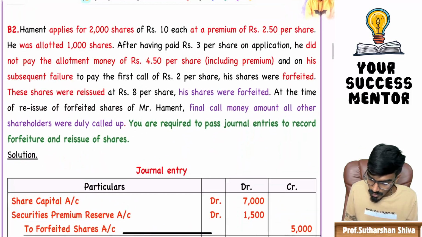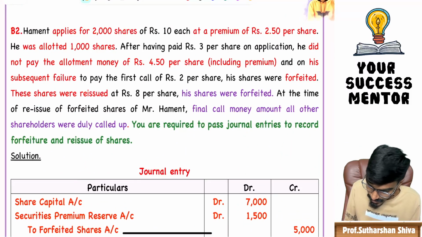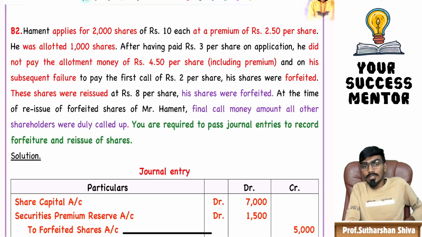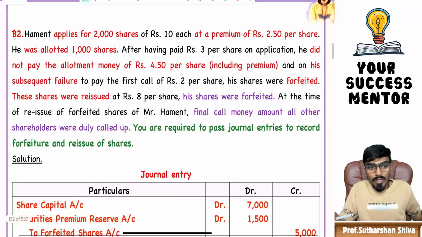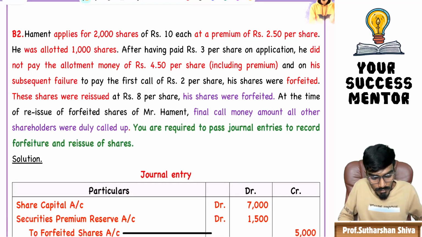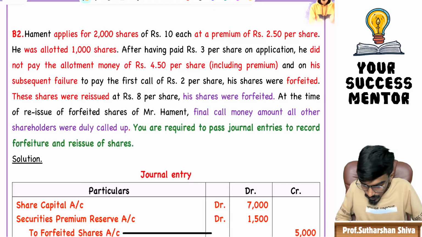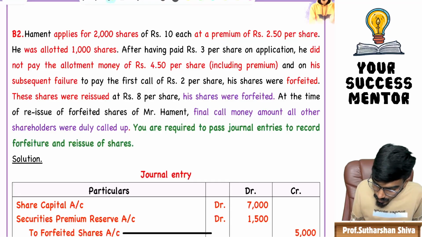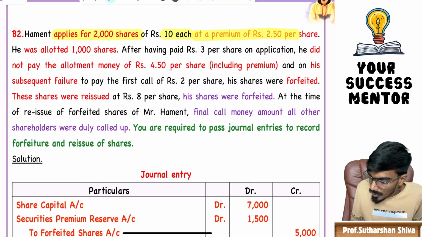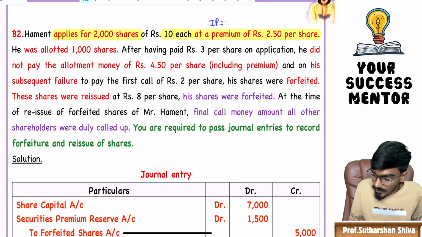Yes, sir. Now come to the next one, an interesting one, which is B2. What is B2? Now we will start with Ramji. Hemant applies for 2000 shares of rupees 10 each at a premium of 2.5 per share. So total share issue price. What is the issue price of the share? 12.5 per share is the issue price.